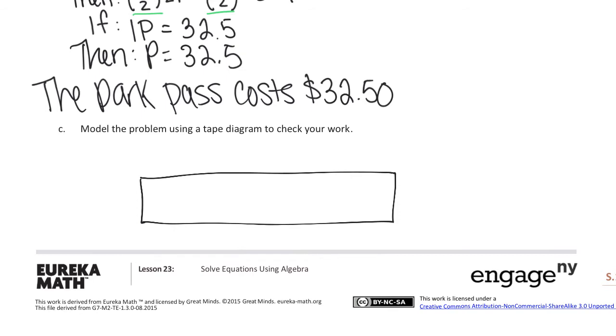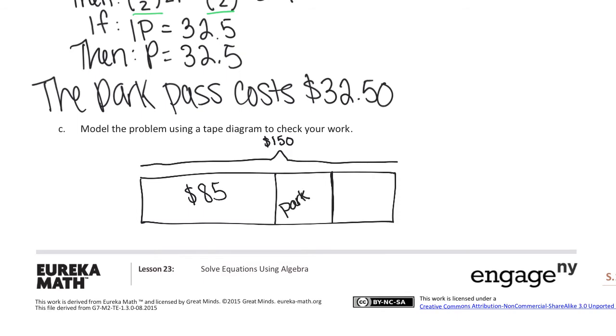So here is my box, and I know that the whole trip is going to cost each person $150. I know that from that $150, $85 is going to go towards the hotel fee. And then I know that the other two costs are for the park pass, and those are going to be the same value. So I have park pass and park pass.